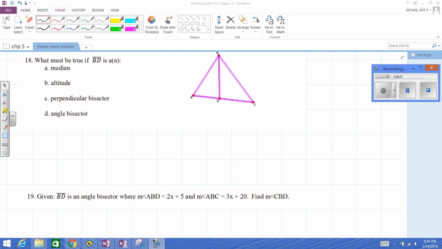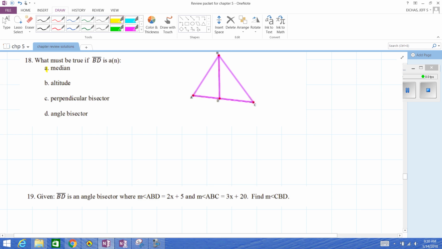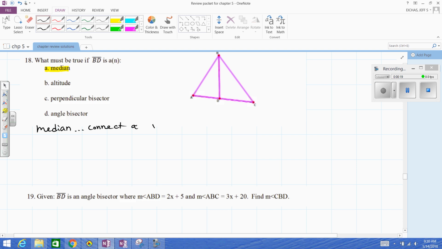Okay, so for 18, what we're going to do is one piece at a time. Assuming for a minute that BD is the median. Okay, we got to know the definition there. So for median, we basically connect a vertex to the midpoint of the opposite side. So, what must be true if D is the midpoint?